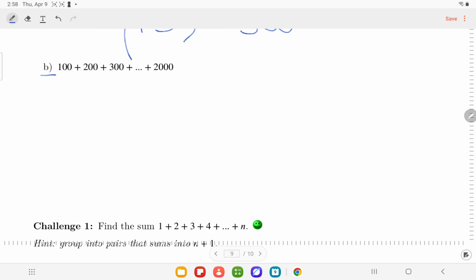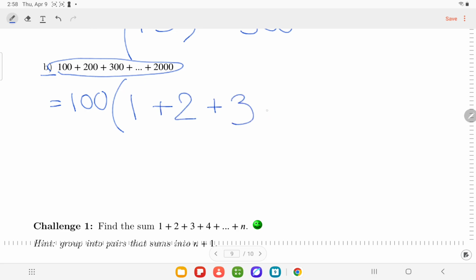So for B, we can do the same thing, where here the common factor would be 100. And if we were to divide 100 from each of the terms in this sequence, we would have 100 divided by 100, which is 1, plus 200 divided by 100 is 2, plus 3, plus 4, and we keep going until 2,000 divided by 100, which is 20.